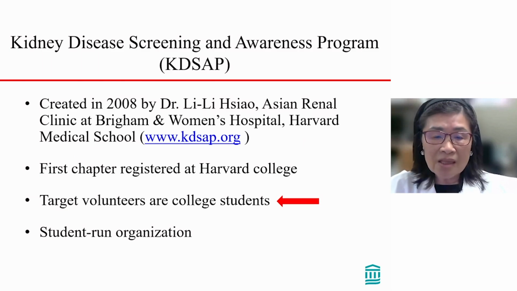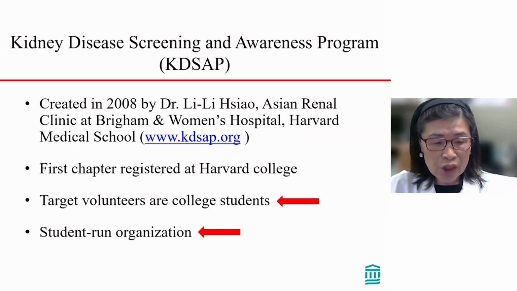If anybody thinks this program is unique, the only unique feature is that I target college students as volunteers. Another important point is that I focus on autonomy, meaning I let students have autonomy to run the organization. And when I talk to undergraduate students, everybody told me they love the sense of autonomy.